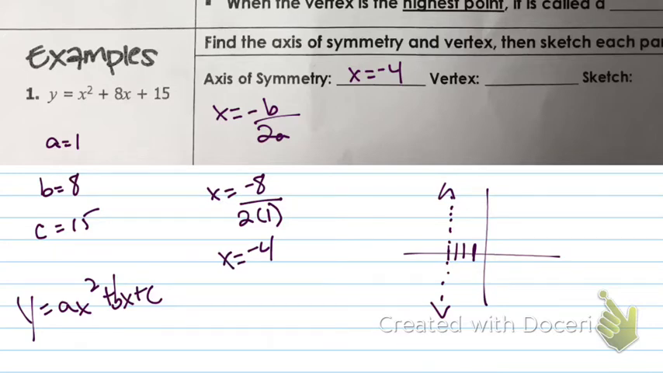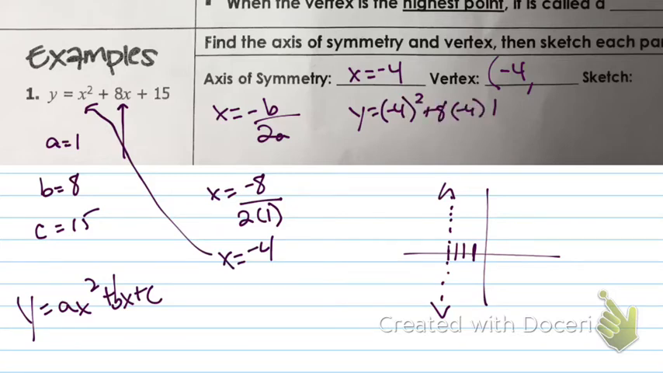The vertex has to be on my axis of symmetry somewhere, right? So if I know that my x value for my vertex is negative 4, how could I find my y value? Yeah, plug it in. So y needs to equal negative 4 squared plus 8 times negative 4 plus 15.